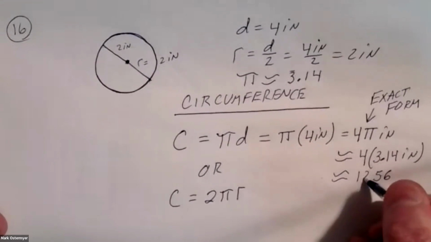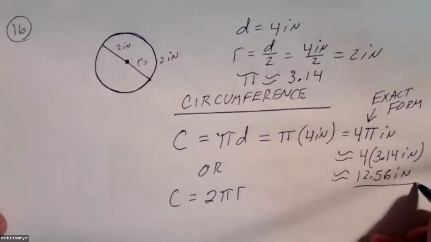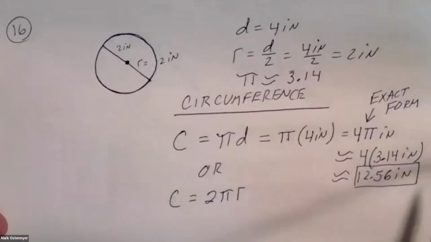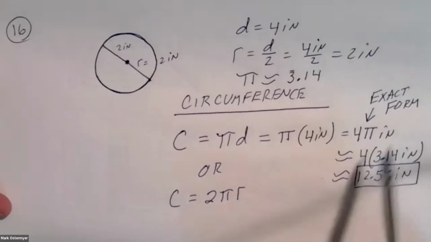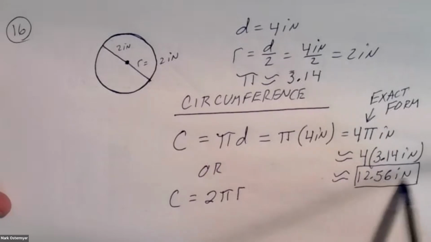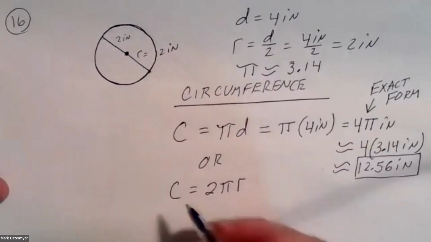It's going to be 12.56 inches. This is approximately the distance around that circle, not exactly, approximately. The exact distance around is 4 pi inches. This is called the approximate circumference or distance around. If you chose to use this formula, it would still work.